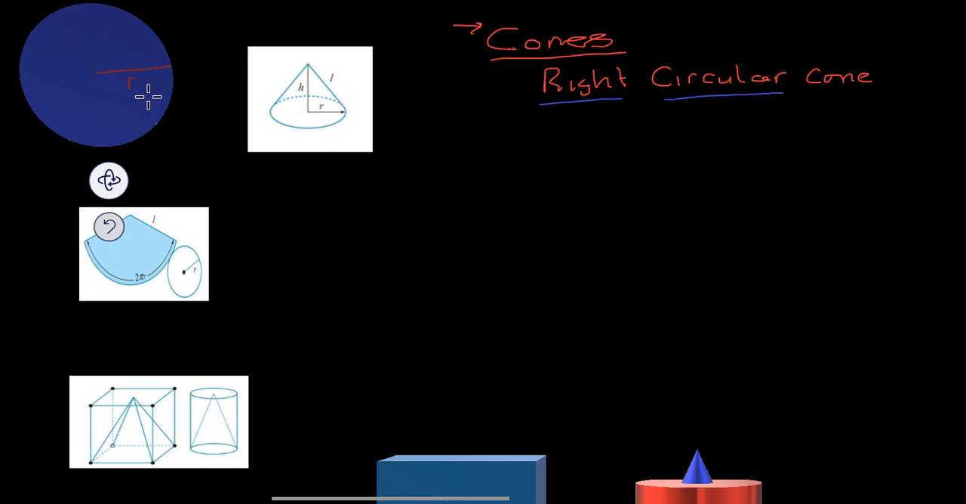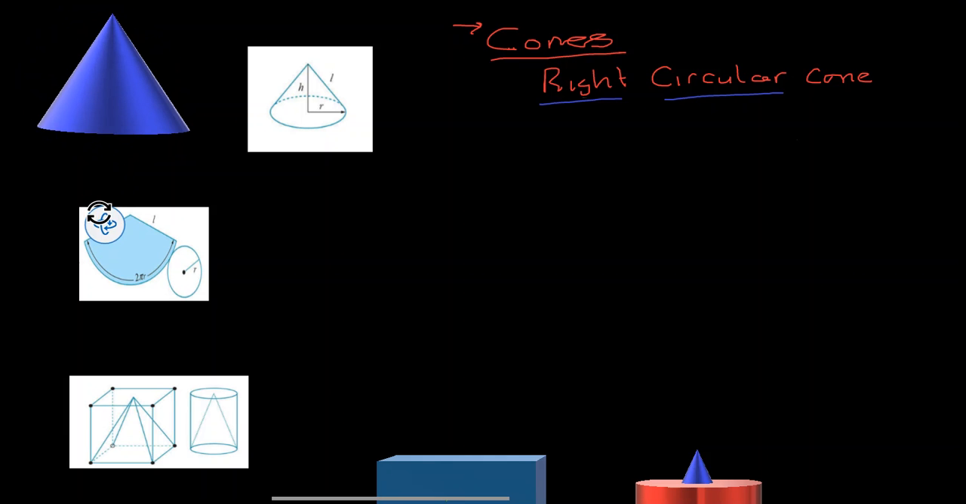The underside, or the surface area of the underside, of a cone is a circle. Then, going down the page, you have what is known as the slant length. That's the L, the slant length, which goes down the slant.